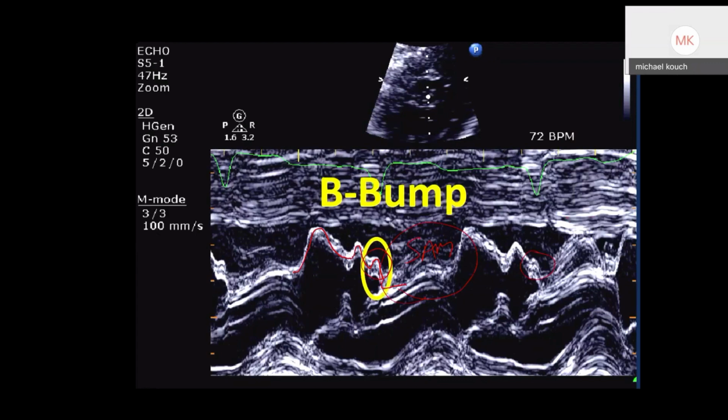So it's something called a B bump. Very classic in a patient who has elevated left ventricular end diastolic pressure, right? It's a late diastolic phenomenon. You can actually read multiple papers on the etiology of what drives this. So we don't have a ton of time to go through it, but it's very classic in the setting of increased LV EDP.